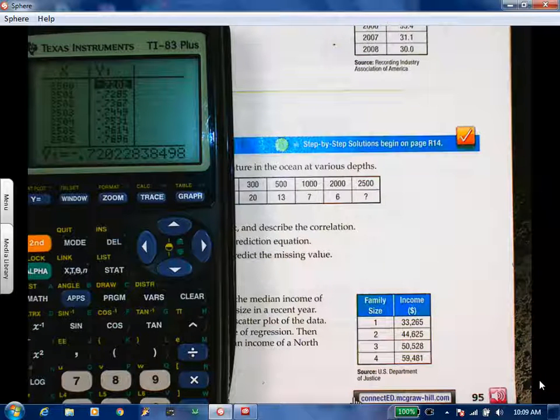How do you clear? Clear. Go up to the top. Go very clear up to the top.